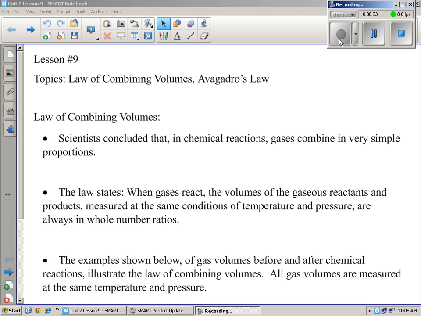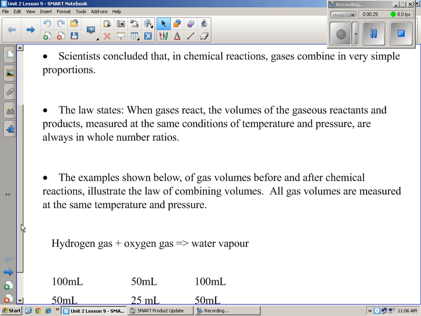Scientists concluded that in chemical reactions, gases combine in very simple proportions. The law states that when gases react, the volumes of the gaseous reactants and products, measured at the same conditions of temperature and pressure, are always in whole number ratios. Basically, what they're saying is there's a direct relationship between N and V, and that's what we're going to focus on today.